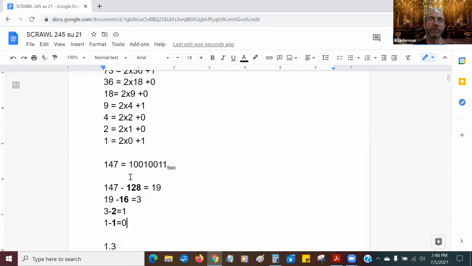So again, I look at all the powers of 2 that got subtracted here. I subtracted 128, then I subtracted 16, and I subtracted 2, then 1. So that means there's a 1 in the 128's column. There's a 0 in the 64 column and a 0 in the 32 column. There's a 1 in the 16 column. And then it skips 8 and 4. And there's a 1 in the 2 column and a 1 in the 1 column.